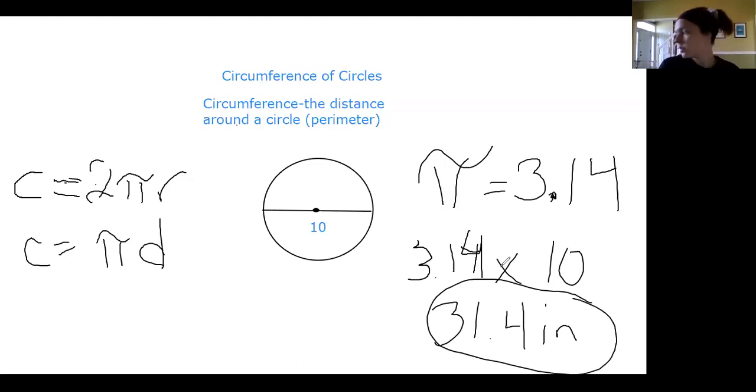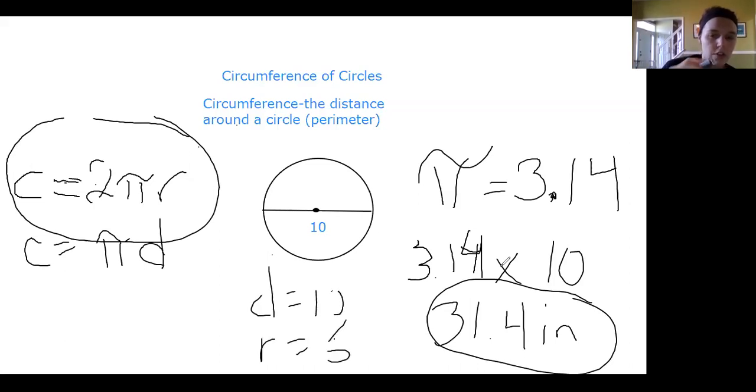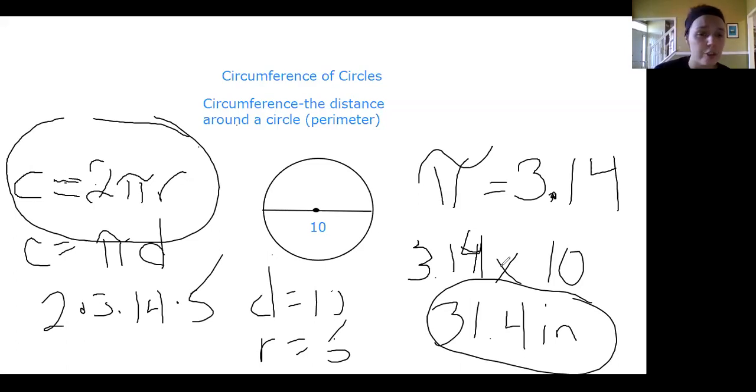Done. Technically you can use the other formula here; you just need to find the radius. If the diameter is 10, then the radius is 5. So you can use 2 times 3.14 times 5, which does give you 31.4. Why would you want to use that formula? Maybe then you only have to memorize one. Hopefully that helps a little bit.